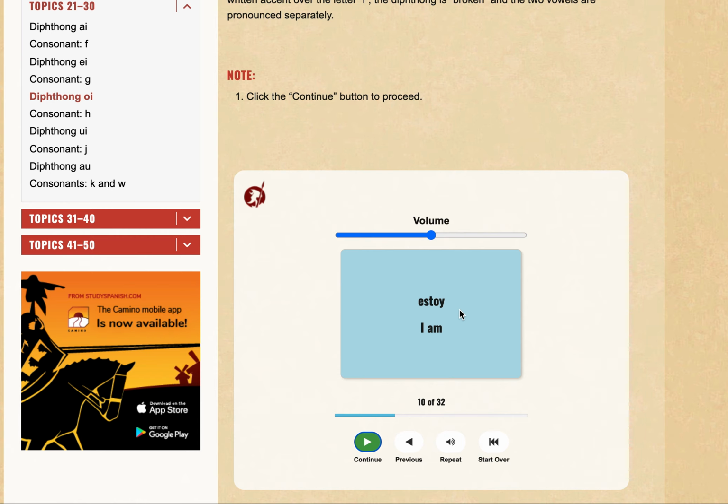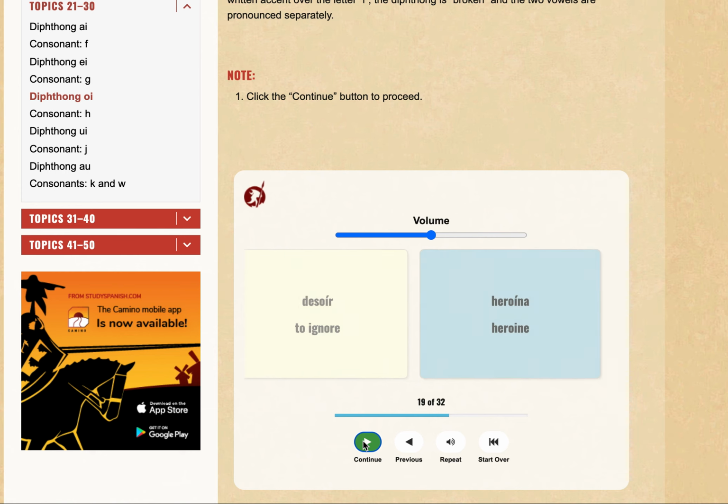Coincidencia. Since these words have a written accent over the letter I, the diphthong is broken and the two vowels are pronounced separately. Oíste. So notice that you are pronouncing the O and I separately. So it's oíste, oír, oí, I heard, desoír.